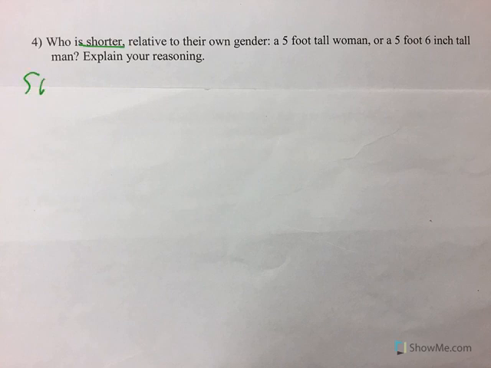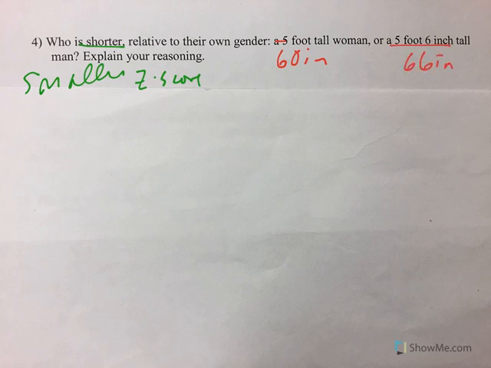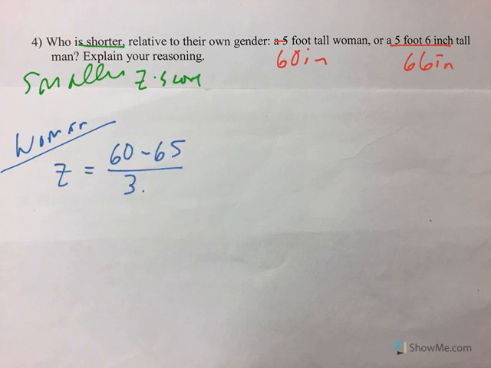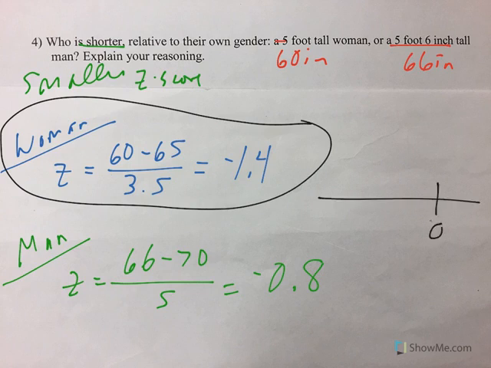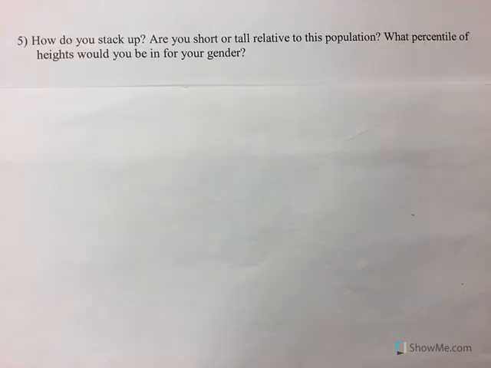Who is shorter? Okay, so now we're looking for the smaller z-score. A 5 foot tall woman or a 5'6" man? Well, 5 feet is 60 inches, which makes 5'6", 66 inches. All right, let's start with the woman. Z-score, value minus the mean over the standard deviation. That rounds to be roughly -1.4. Then we look at the man. Value minus the mean over the standard deviation, and we get -0.8. Which one of those is a smaller number? Well, negative 1.4. If you think number line, here's 0, here's negative 0.8, here's negative 1.4. So negative 1.4 is the smaller number. So since the negative 1.4 is the lower of the two, she is shorter when comparing to your own gender.